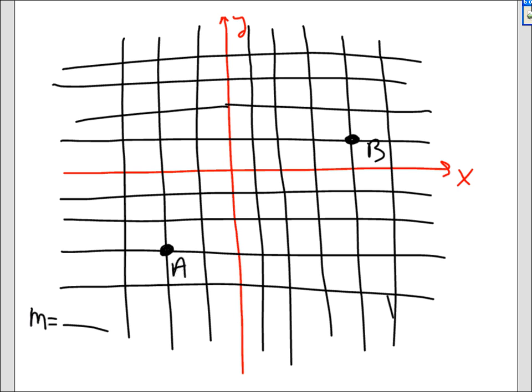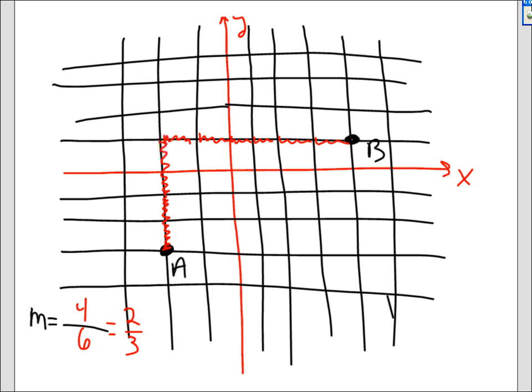The only rule is you can only go up and down and left and right. You cannot go diagonally. So one way of doing this is to say start at A. You go up 1, 2, 3, 4. You went up 4. And that's a positive because you went up. And then you go to the right, which is also positive. You go to the right 1, 2, 3, 4, 5, 6. And you get 4 over 6, which is 2/3.